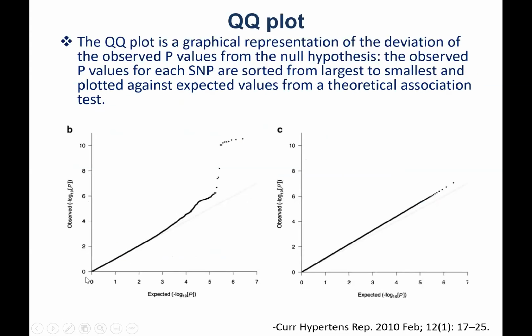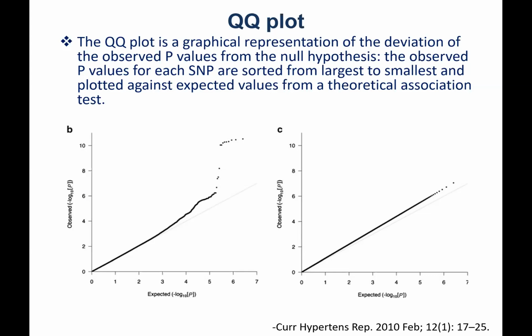For example, we can use R to draw a QQ plot. The QQ plot is a picture where we can see the observed p-values against the null hypothesis. We get the p-value for each SNP, then we sort them. Because we use log p-values, that means we sort from the smallest to the largest.